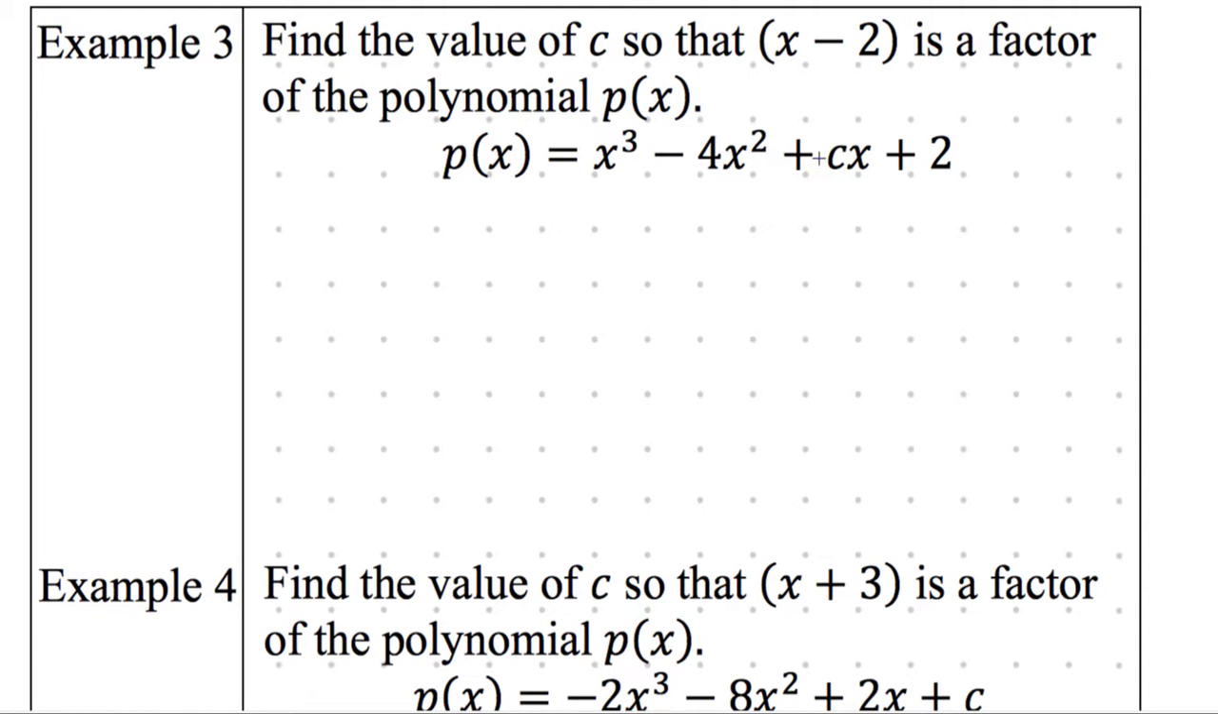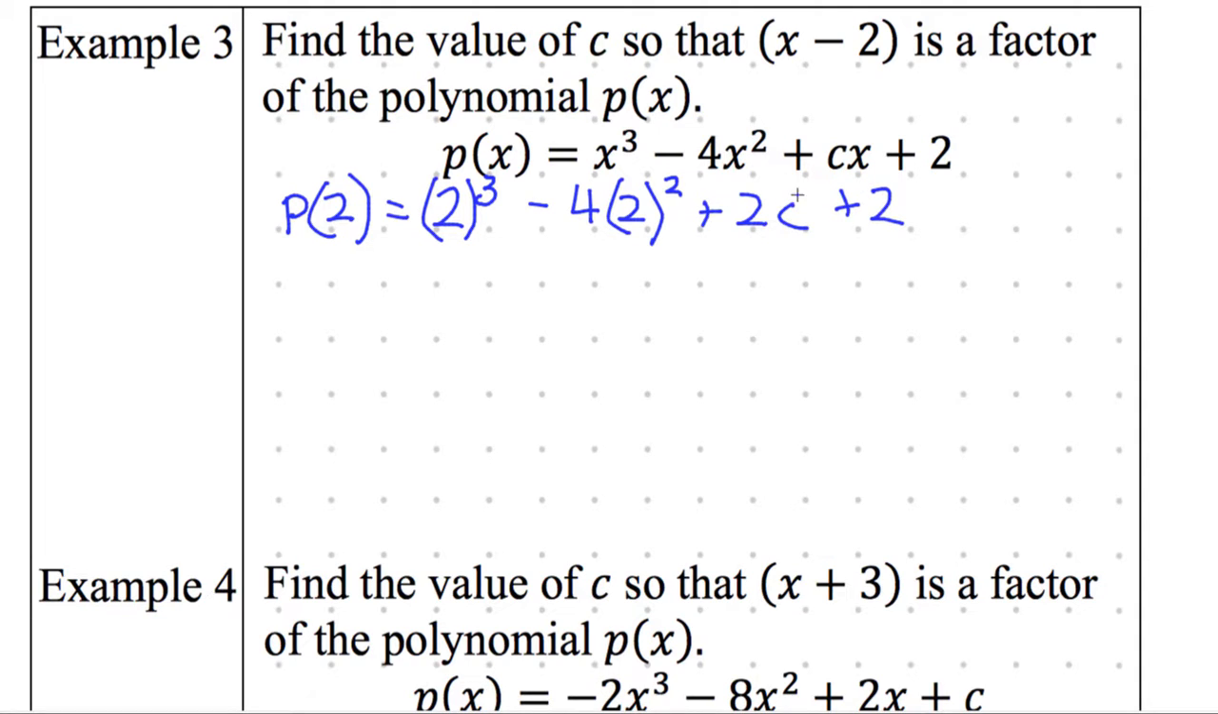All right, so I need to set this thing equal to 0 after I plug in. Am I plugging in 2 or negative 2? Okay, 2. We're plugging in 2. Yeah, we're plugging in the opposite. The inverse of negative 2 is positive 2. P of 2, if I plug that in, I'm going to get 2 cubed minus 4 times 2 squared plus 2c plus 2. All I did was plug in 2 everywhere.